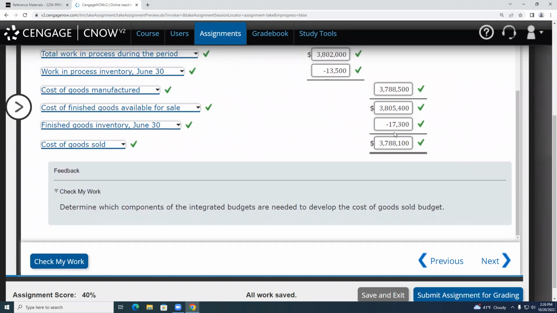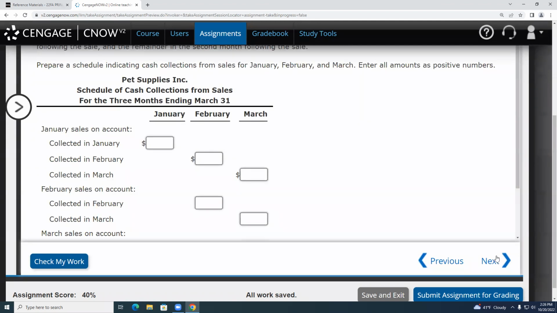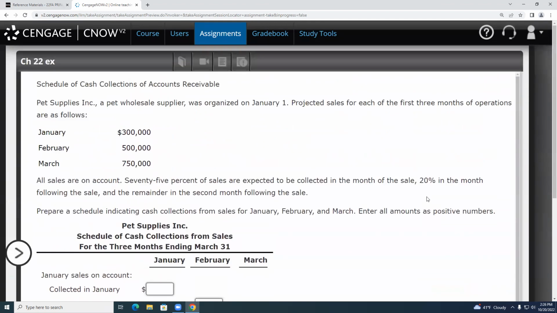So this cost of goods sold, about $3.8 million, is going to feed forward into our next budgets, okay, into our budgeted or pro forma income statement specifically. It's also going to help us in making sure we set an appropriate cost that we're charging our customers the right price to make sure that we're maintaining our profit margins at the level that we want. And let's move ahead to our next exercise, which is cash collections.